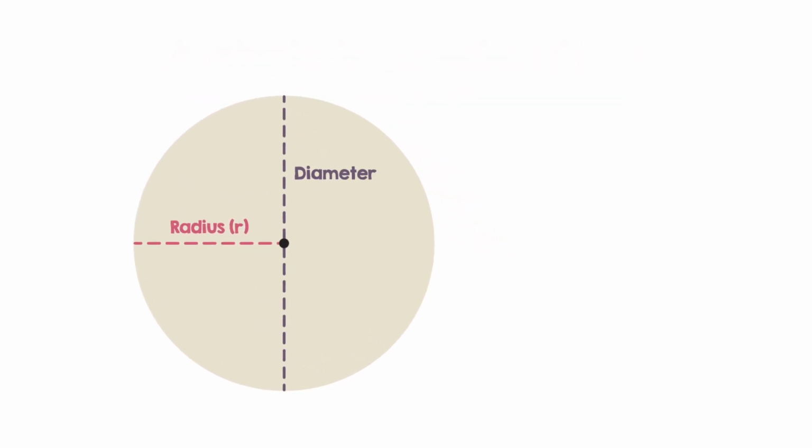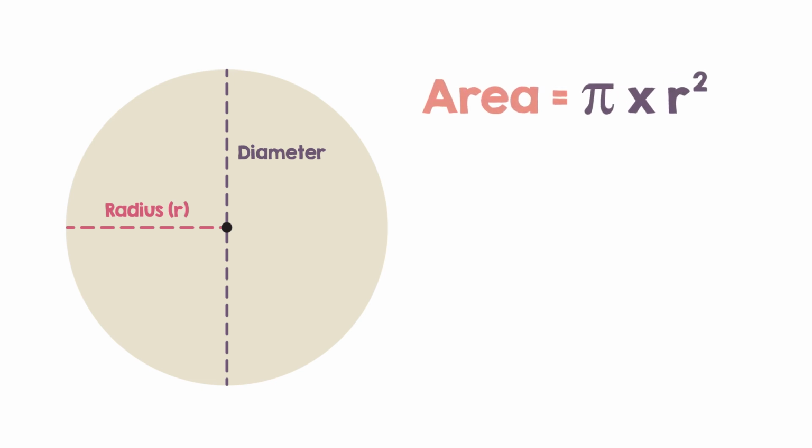To find the area of a circle, we use a special formula. Area equals pi times the radius squared. Pi is a number that's about 3.14. Let's see how it works.